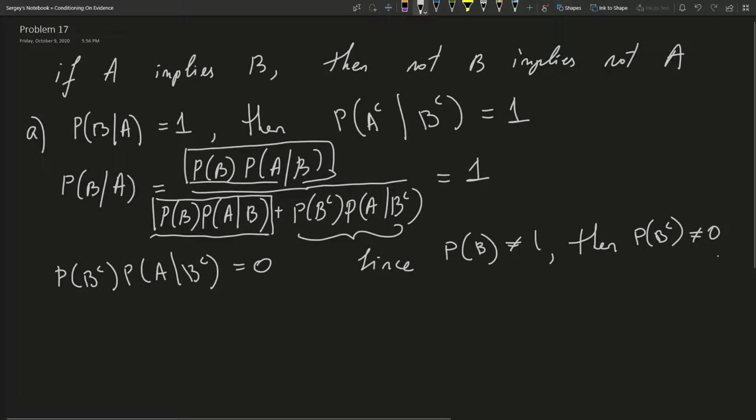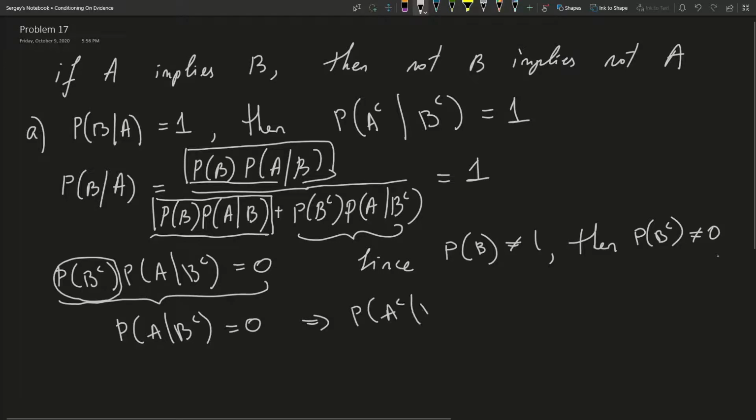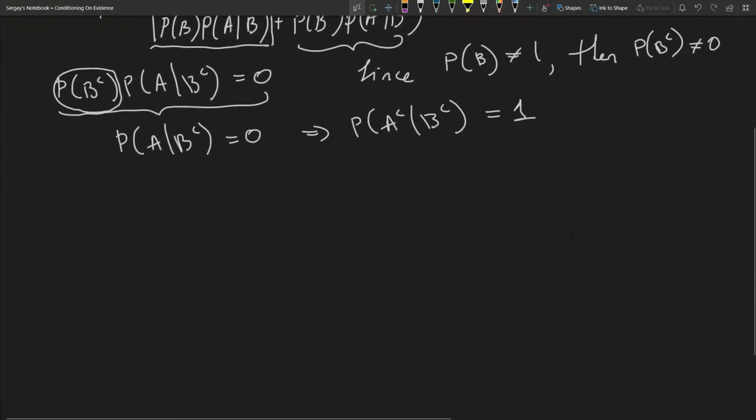So we have two real numbers whose product is equal to 0, and one of which we know is not 0. That means the second one has to equal 0. So probability of A given B complement has to equal 0, which implies that probability of A complement given B complement has to equal 1. And we've proven what we set out to prove. So now let's consider part B.